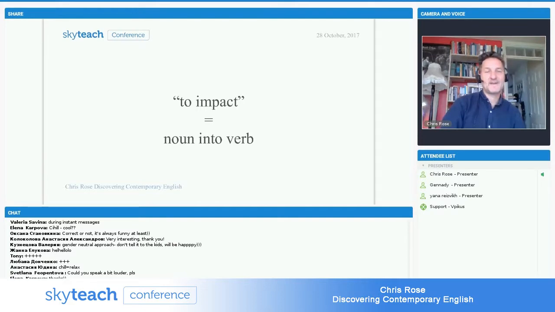To impact. This is one of these examples of where a noun has become a verb. We use the verb to have an impact on, which a few years ago started to become used as a verb. People talk about things impacting on, and now it's just to impact. So it means to have an impact on, to affect, to change. Nouns into verbs still sounds a bit off to my ear, but this is happening.